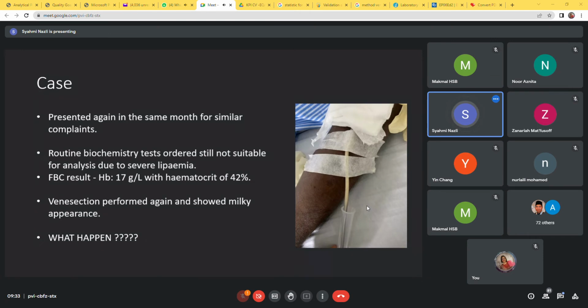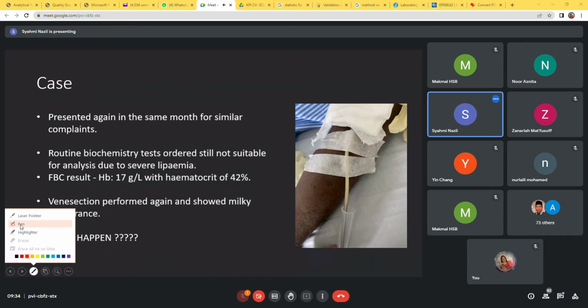So the patient presented again in the same month with similar complaints. Same also, the routine biochemistry test ordered was still not suitable for analysis due to severe lipemia, but they were able to produce an FBC result with HB of 17 gram per liter with hematocrit of 42%. So venesection was performed again, but at this time they noted that the blood showed a milky appearance, as you can see from the figure here. So what actually happened to this patient?